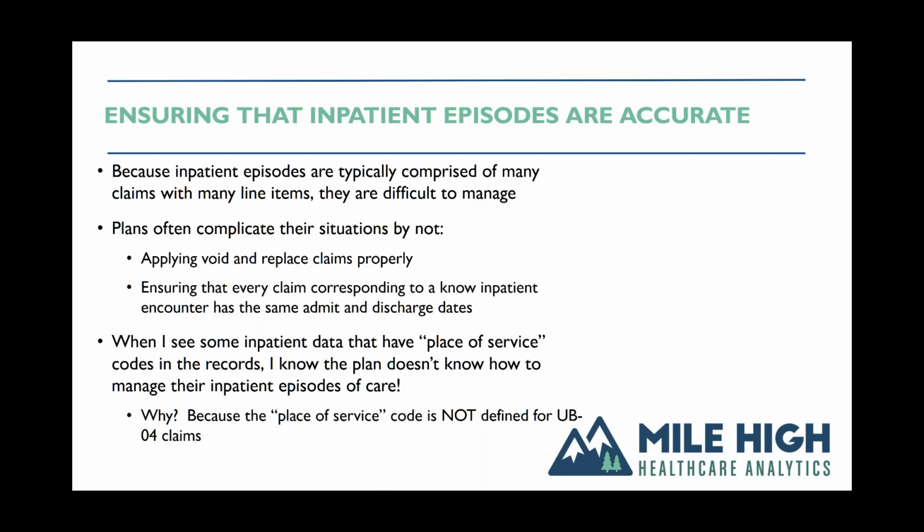The other issue is inpatient episodes. I regularly see severe deficiencies in inpatient episodes. One of the quick checks that I do of plan data or provider group data is to look at their inpatient data and see if the place of service code is populated. If it is populated, I know that there are lots of problems, because there is no such thing as a place of service code in 837I or UB04 claims. It's not defined, but there are data processing operations that impute it, and that just messes everything up. You need to use the bill type field for your institutional services.